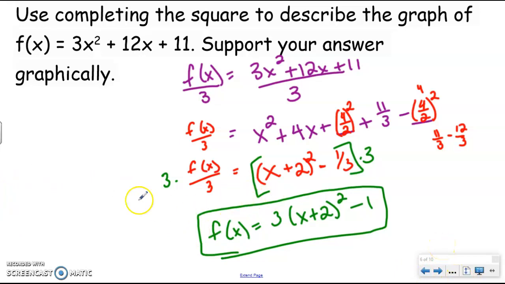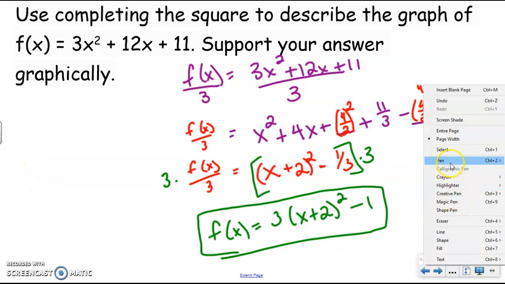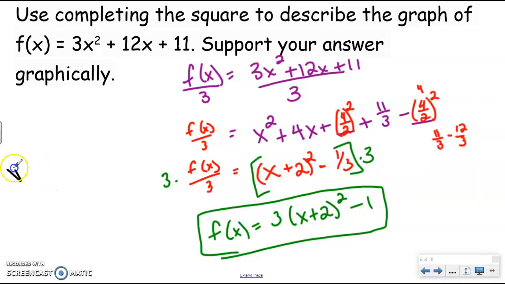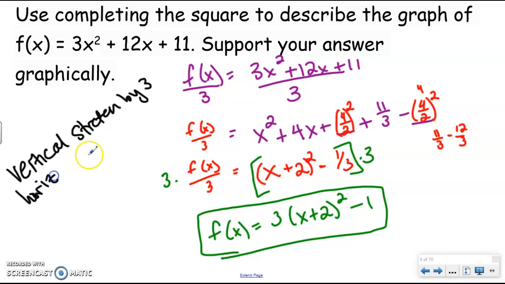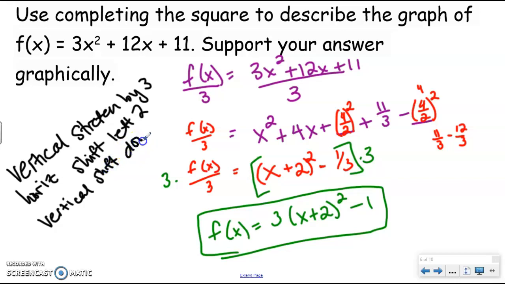So if we wanted to describe the graph from this form, I would say vertical stretch by a factor of 3, horizontal shift left 2, and vertical shift down 1. And that would be your final answer.